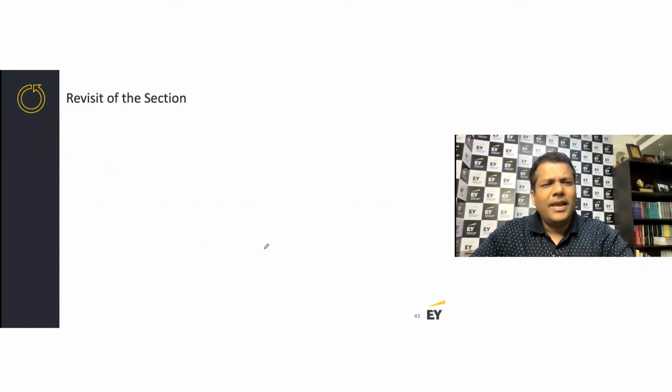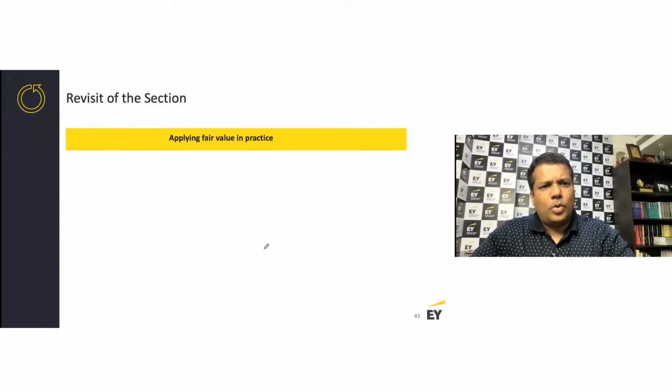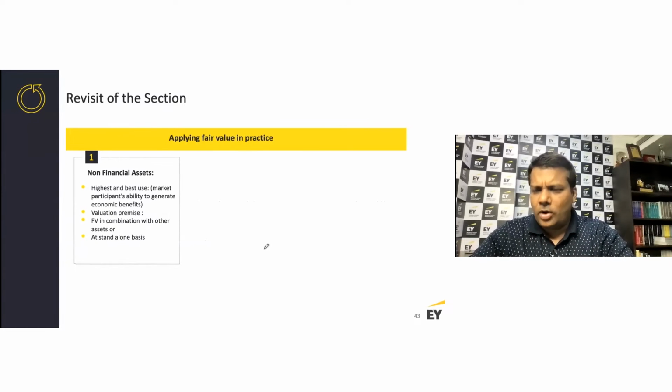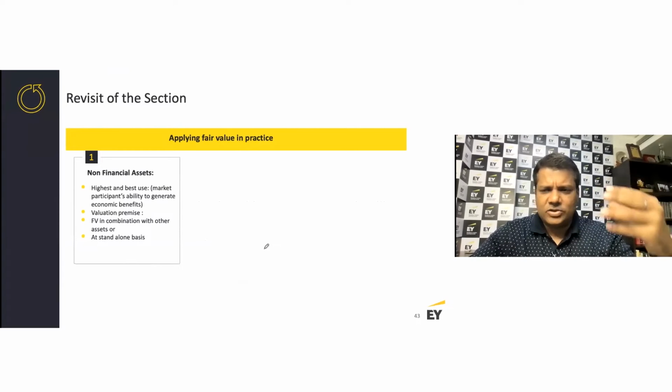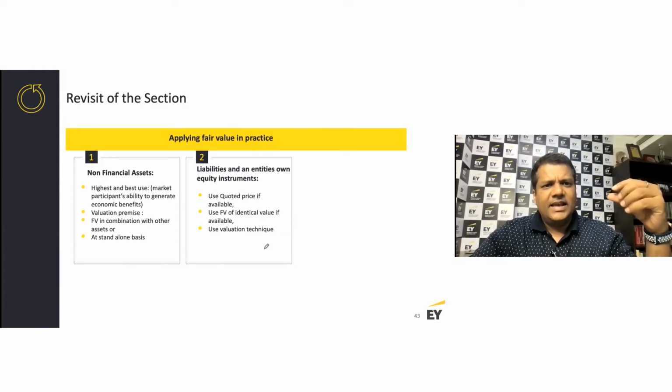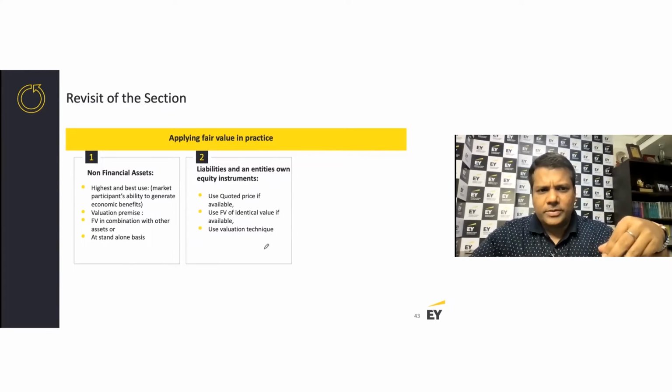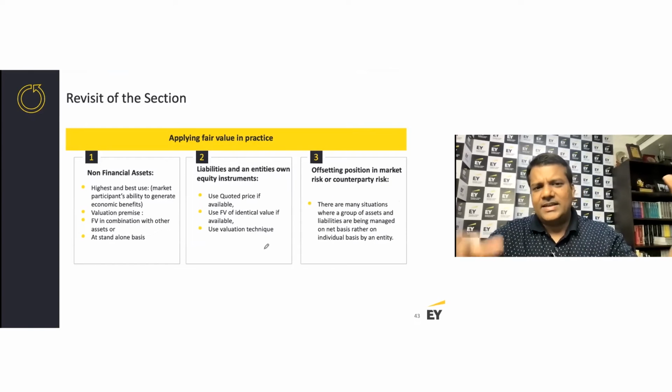Okay, so quickly to recap what we talked about, applying fair value in practice. When you look at non-financial assets, you look at highest and best use, in use or in exchange, in combination with other assets or on a standalone basis. For liabilities, again, use the quoted price, use the fair value of an identical item if quoted prices are not available, or use valuation techniques. And we also talked about offsetting positions in market risk or counterparty risk.